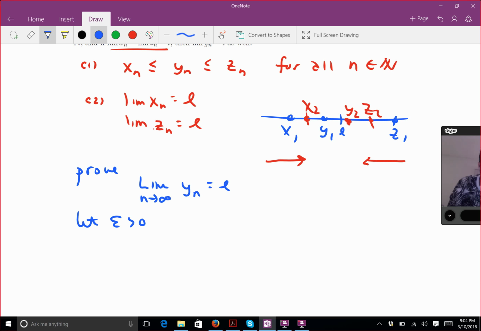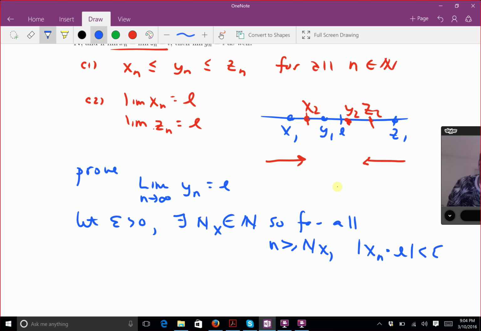I know that there exists an N_x in the natural numbers, so for all n greater than or equal to N_x, |x_n - L| has to be less than epsilon. This is the definition of convergence, and it's true because I'm given that x_n converges to L.